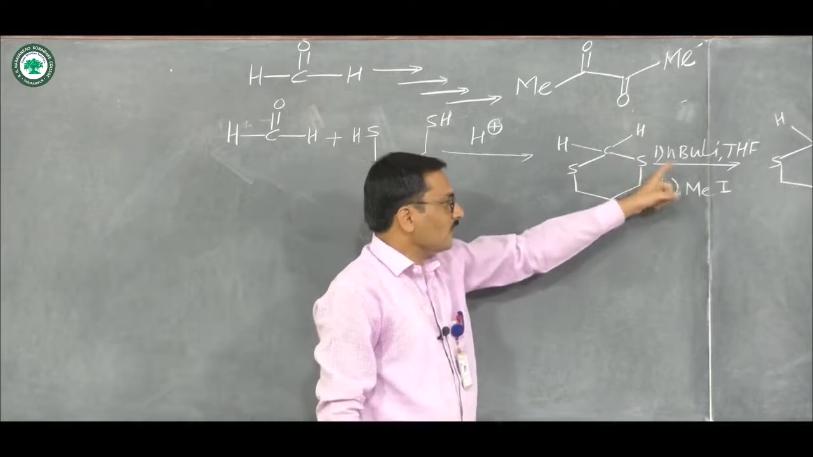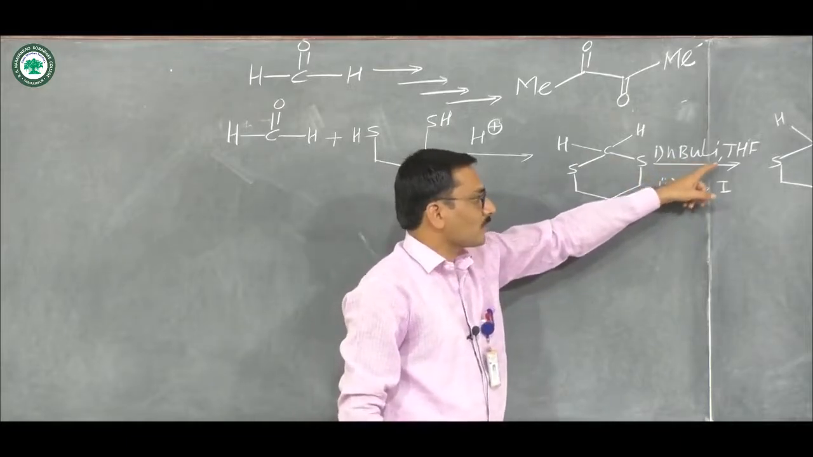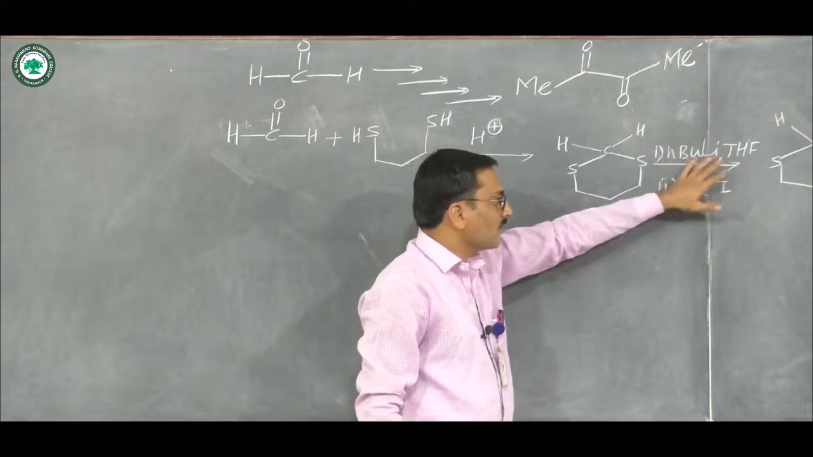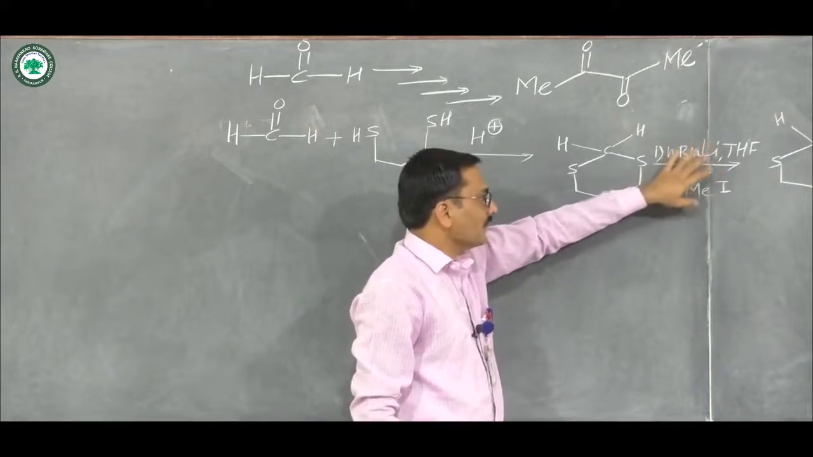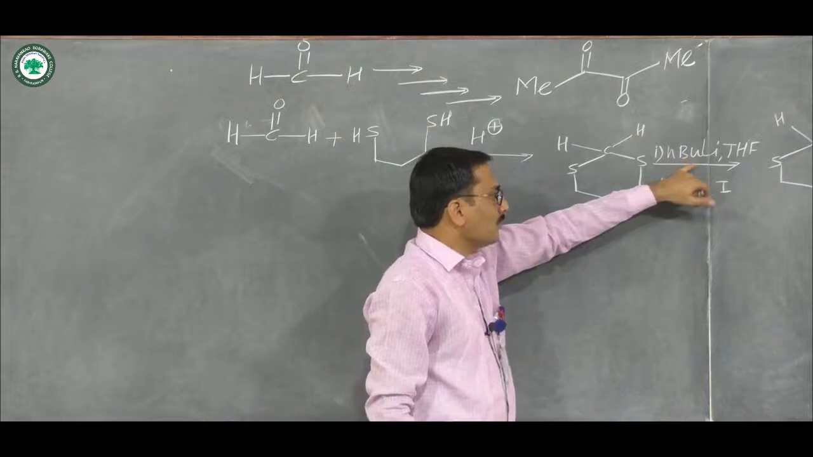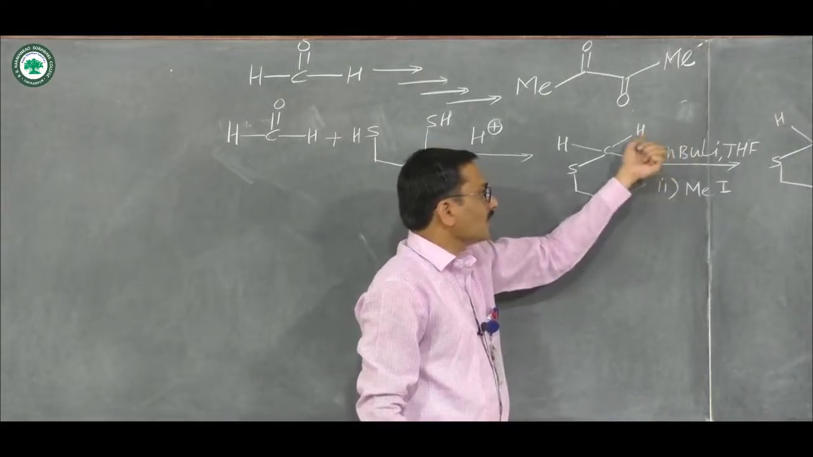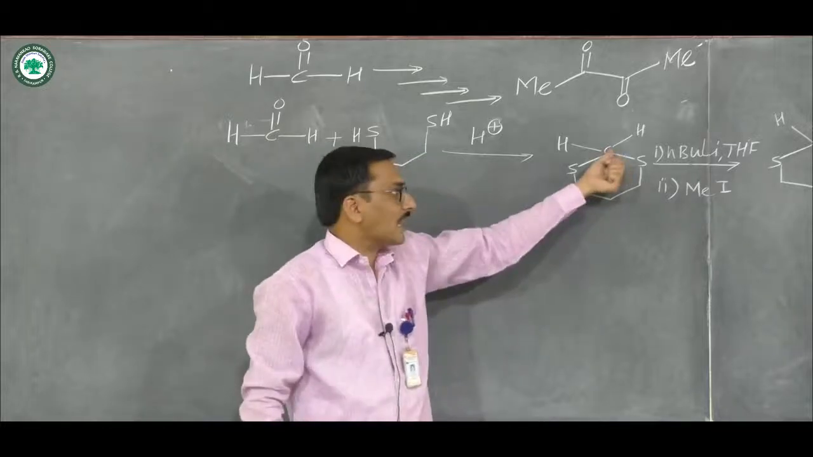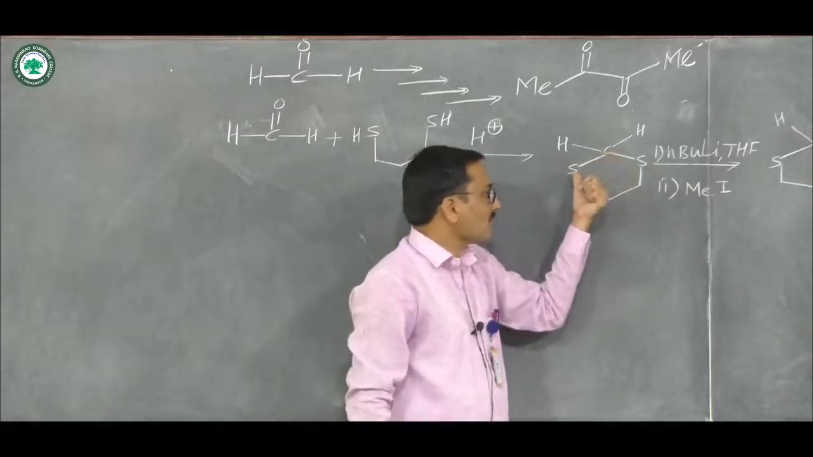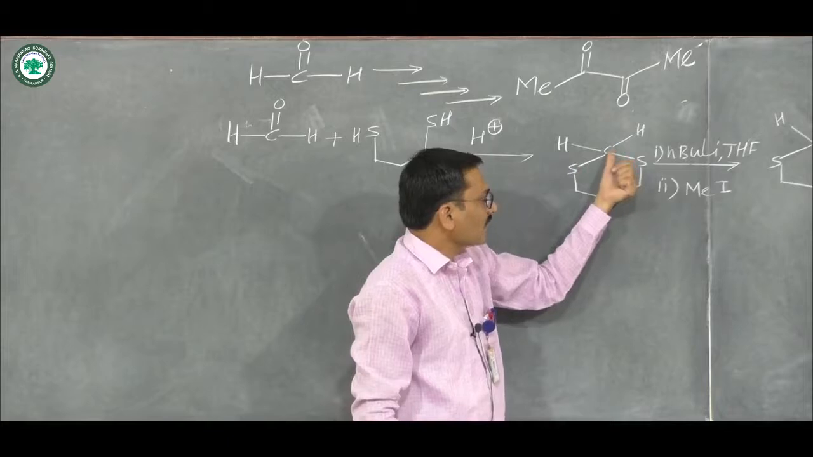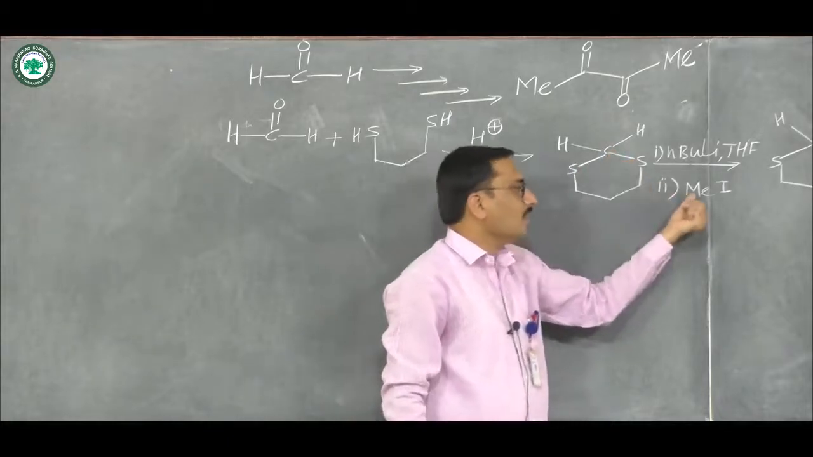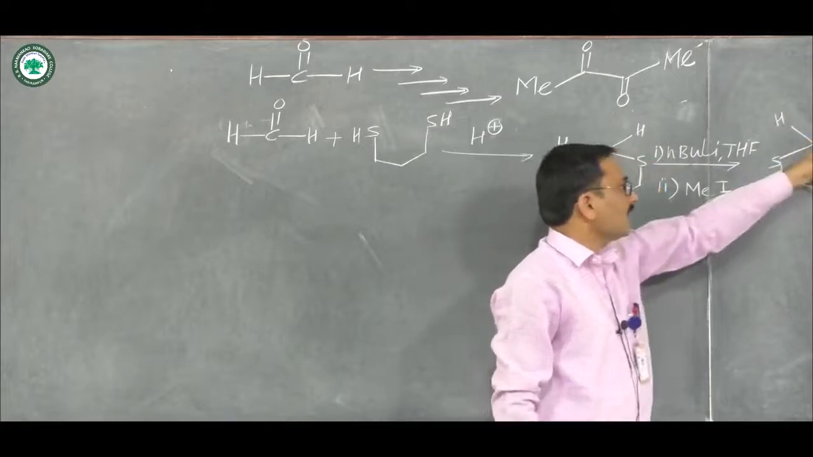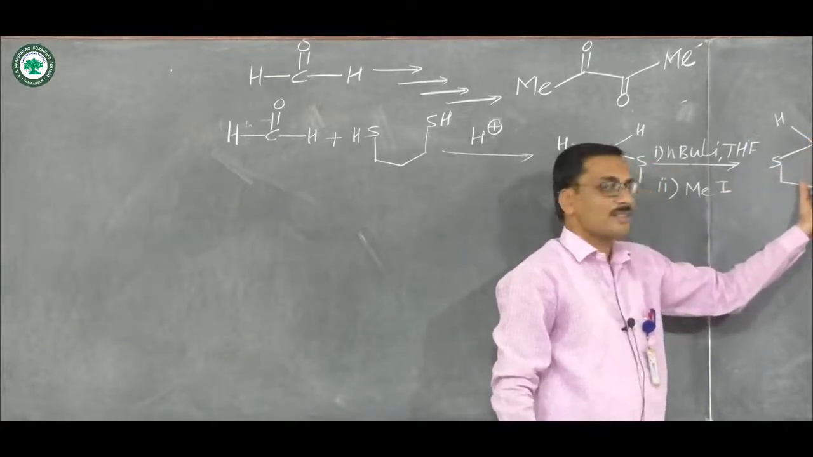In the next step we use n-butyl lithium in the presence of THF. This base, that is n-butyl lithium, abstracts this proton. There is formation of a carbanion at this particular carbon. This carbanion is stabilized by the sulfur atom. In the next step, this carbanion reacts with methyl iodide, and there is formation of a bond between this carbon and CH3. So we have this type of structure.